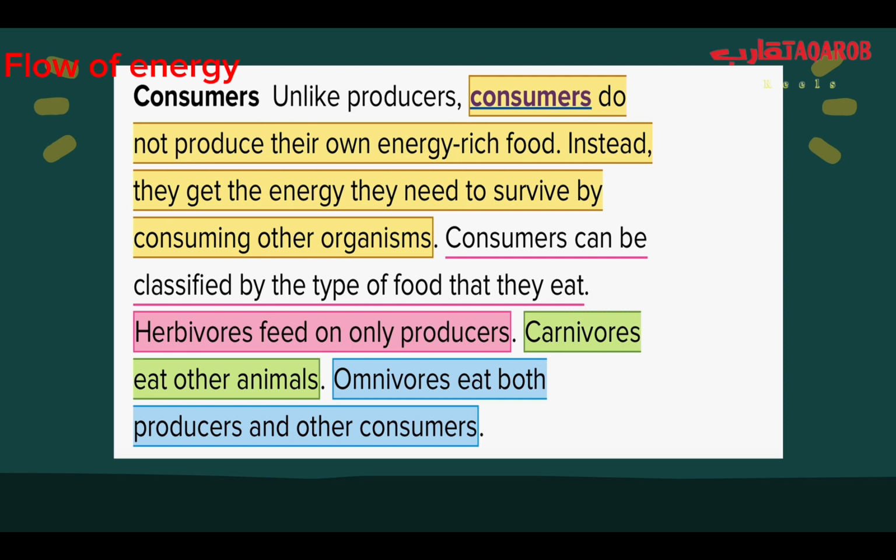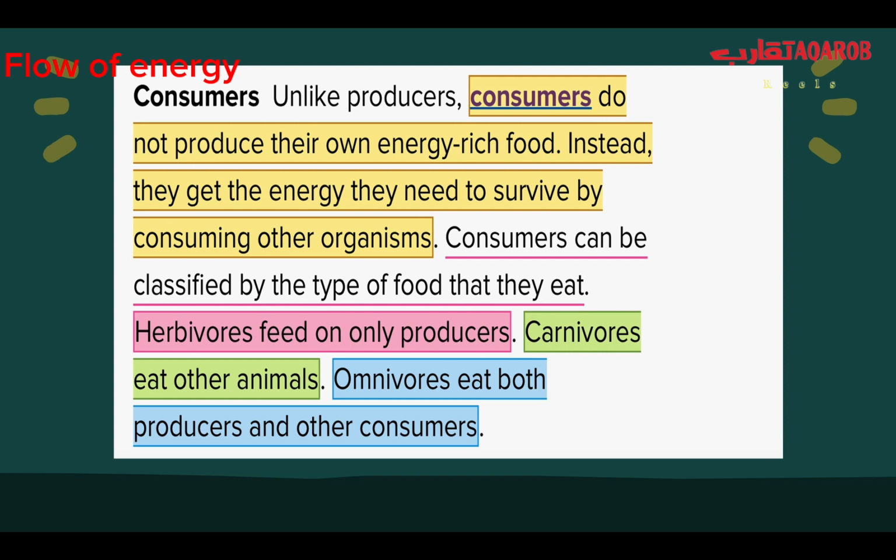Consumers. Unlike producers, consumers do not produce their own energy-rich food. Instead, they get the energy they need to survive by consuming other organisms. That's why they're called consumers, because they're consuming other organisms rather than making their own food. Consumers can be classified by the type of food that they eat. Consumers are classified into herbivores, carnivores, and omnivores.